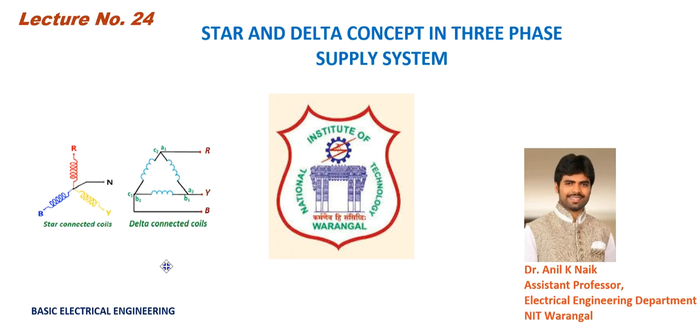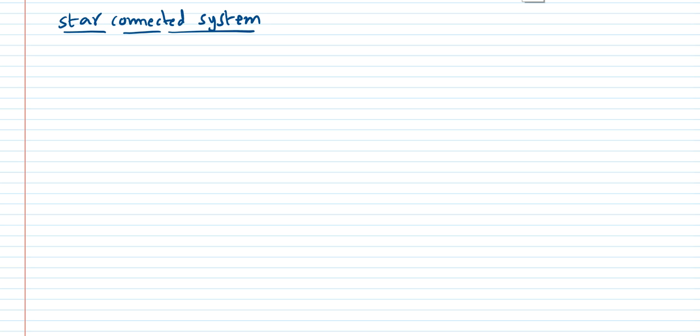Good morning all. So today we are going to discuss the star and delta concept in the three-phase supply system. So let us consider the first star connected system. As we know, the representation of the star connected supply system can be drawn like this.